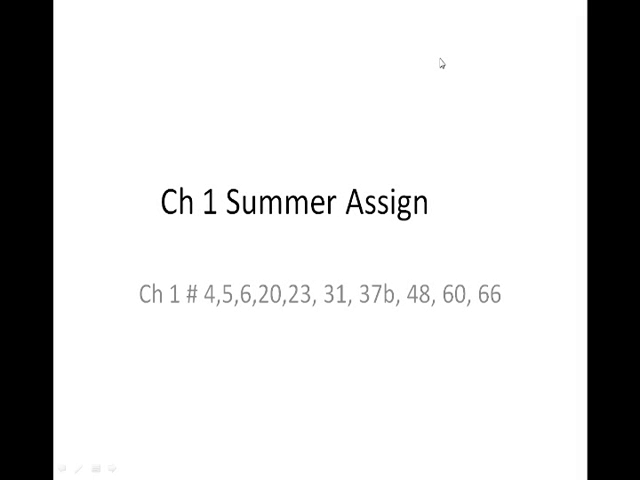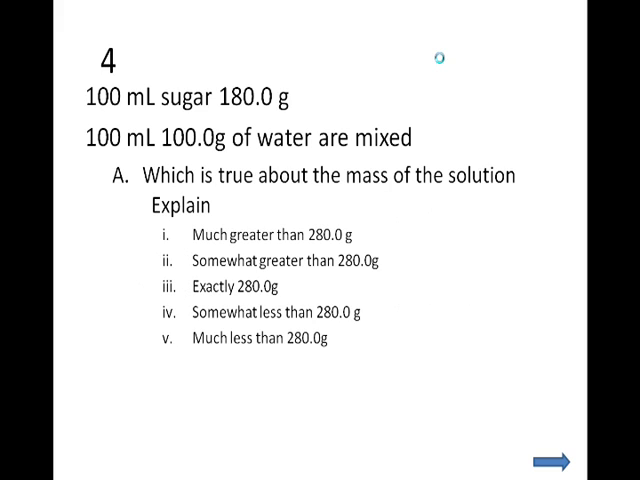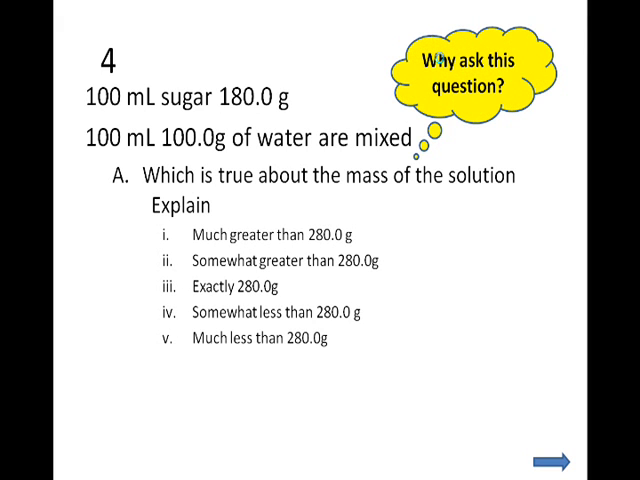We're going to make a short review of Chapter 1 of the summer assignment here, starting with problem number 4. And what you want to consider with these problems is why are we considering this question? So here we are talking about significant digits and their importance in making measurements.